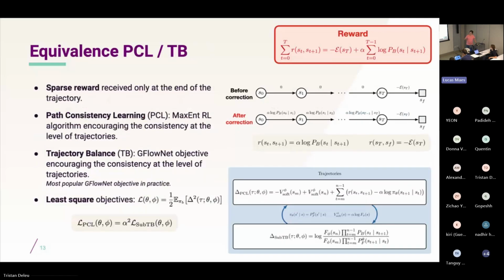And so this equivalence was in the case where we have a very specific definition of the reward, where it's still a sparse reward that you receive at the end. And so after the correction, we're just receiving alpha log PB along the trajectory.